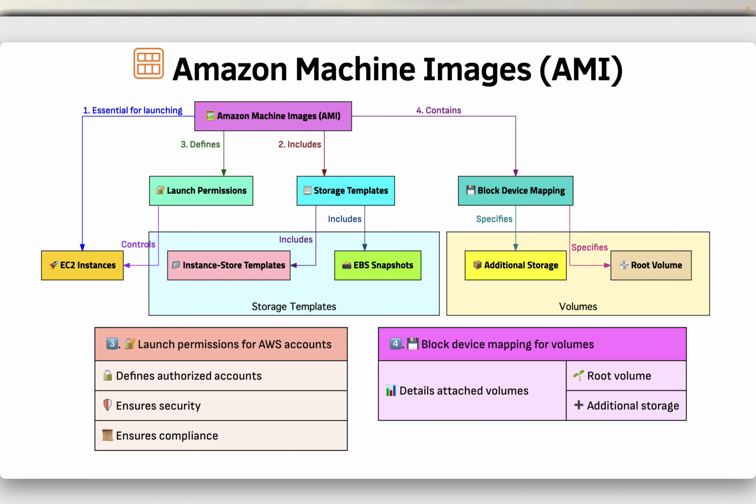So this details the volumes that will be attached to the instance upon launch, including both the root volume and any additional storage. So the AMI contains all the block device mappings for the volume. So it will have some kind of volume, for example the root volume and any additional storage, as part of the AMI.